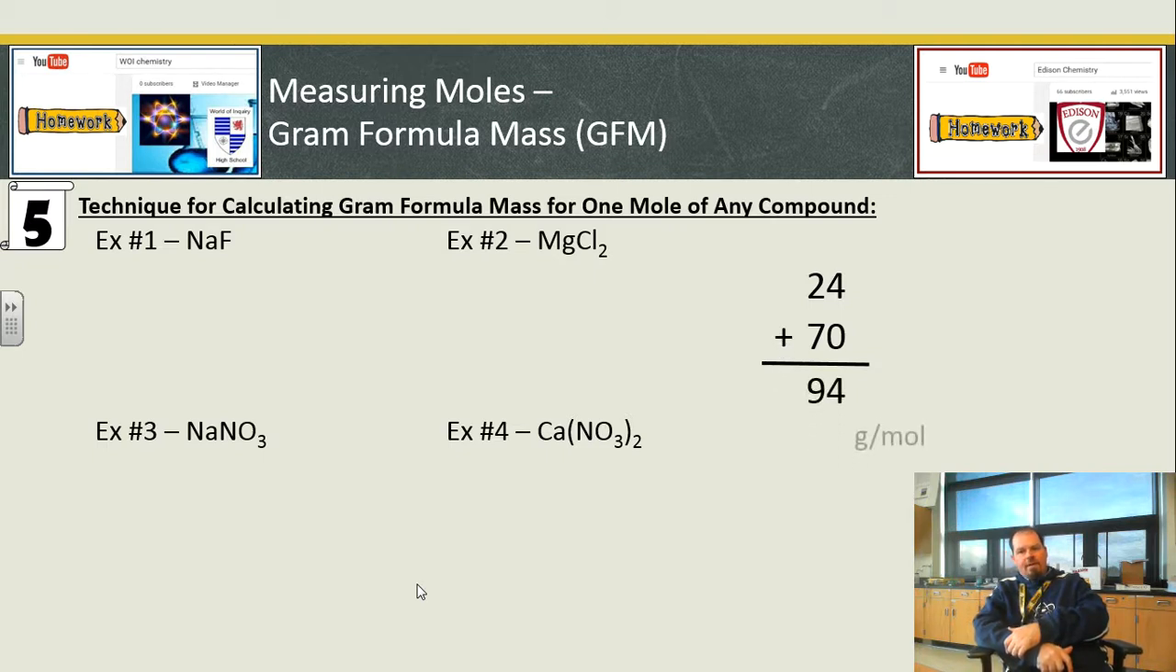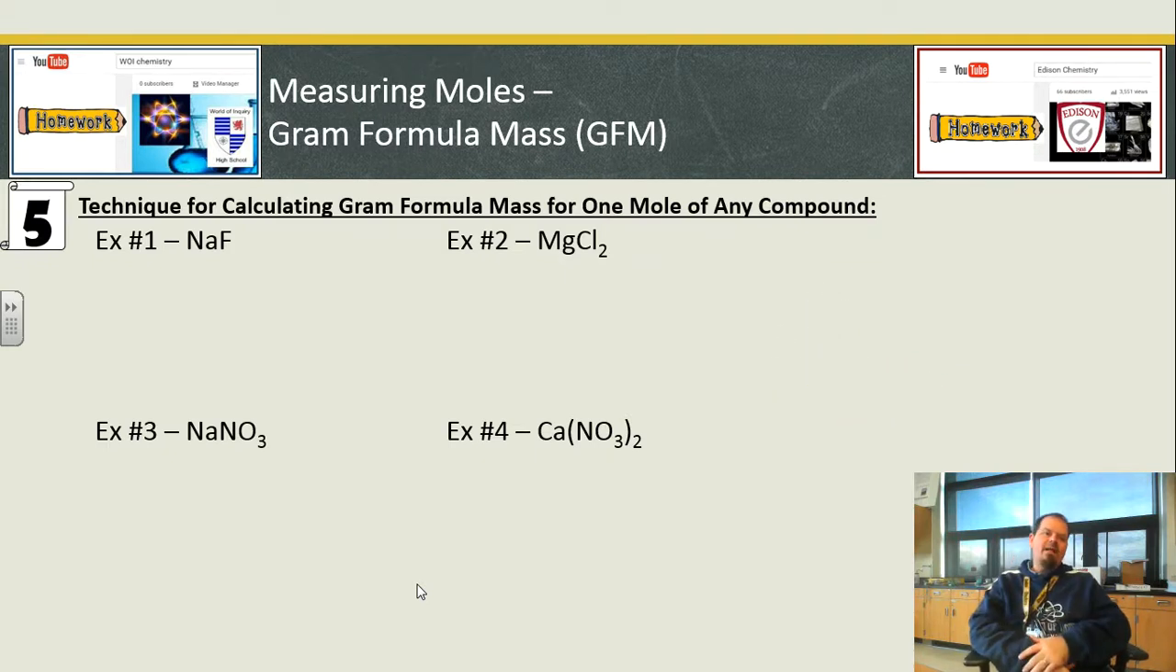And then you can't forget this piece, grams per mole. We need that. You can't leave that off. Gram formula mass is always grams per mole. That's a huge deal. That means that we can do some unit analysis later, and that's super important.